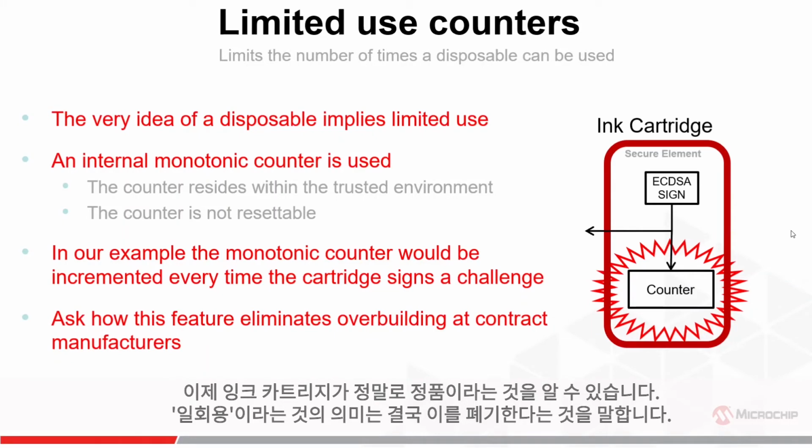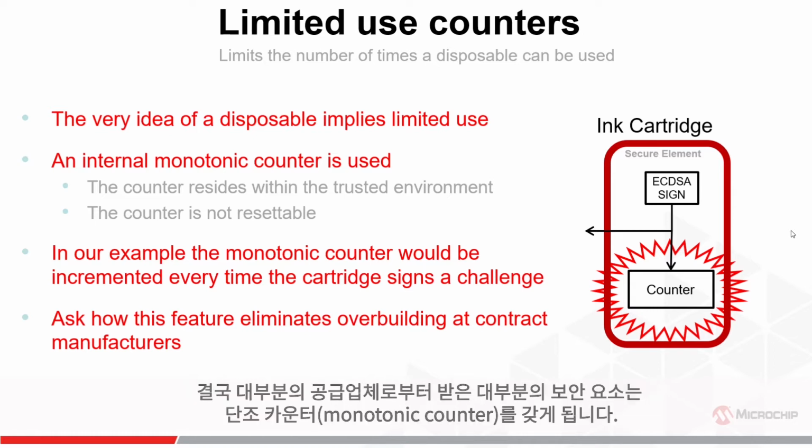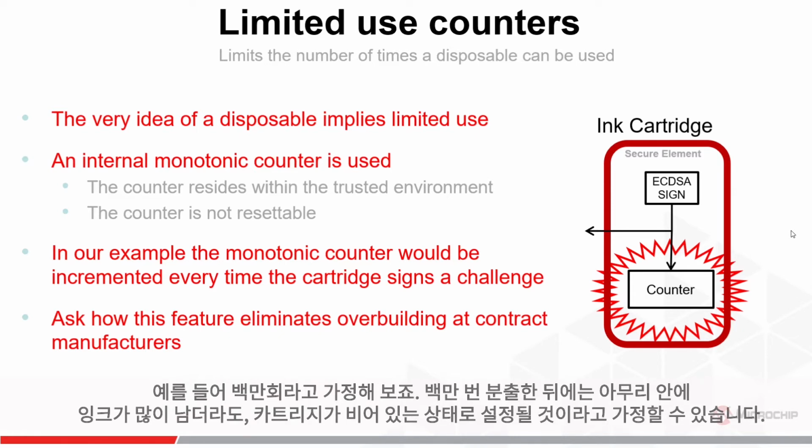The whole idea of a disposable means that you'll eventually throw it out. We could authenticate OEM ink cartridges all day, but if we don't somehow limit their life, people could simply refill them. So all of our devices, in fact, most secure elements from most vendors, have a monotonic counter. It's a one-way counter. It can't be reset. And we program this counter for how many squirts the ink cartridge should have. Let's say it's 1,000,000 squirts. And after 1,000,000 squirts, we assume this ink cartridge is empty, no matter how much ink is still left in it.